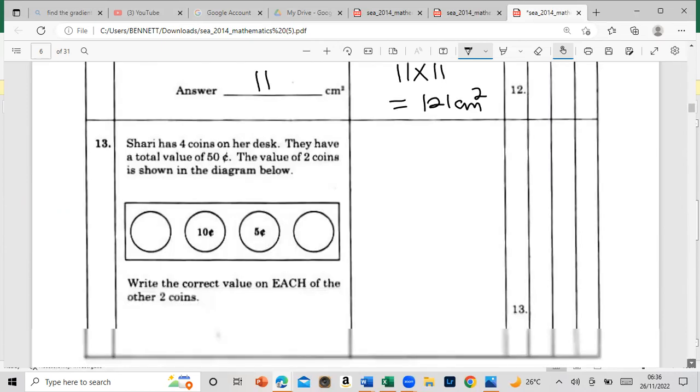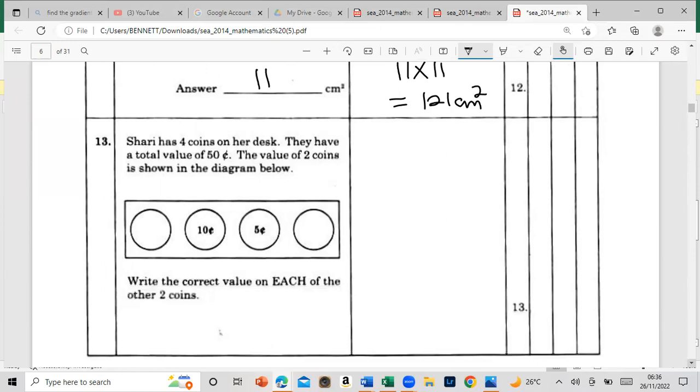Here we go. All right, so it says 13, Shari has 4 coins on her desk. They have a total of 50 cents. So four coins and a 50 cent value when I total it. So when I add up everything, that's what I want you guys to reason out in the exam. The value of two coins is shown below. Write the correct value of each of the other two coins. This can be tricky because they didn't say that. Let me see. So it's going to come to 50 cents.